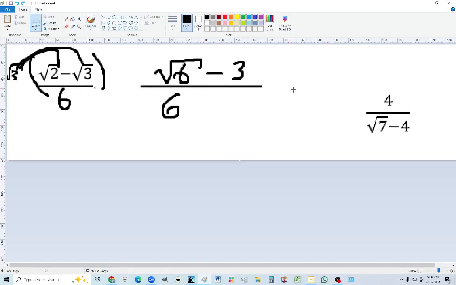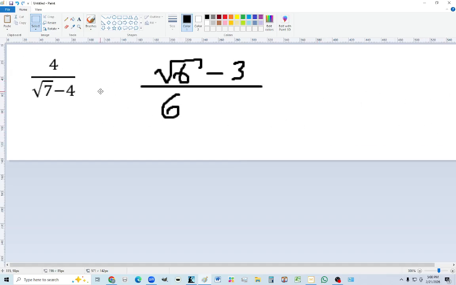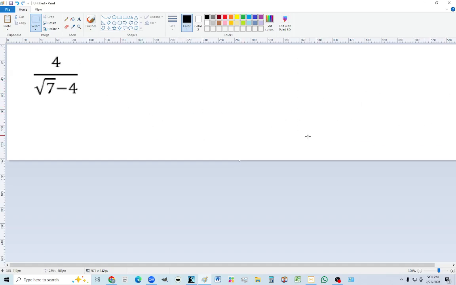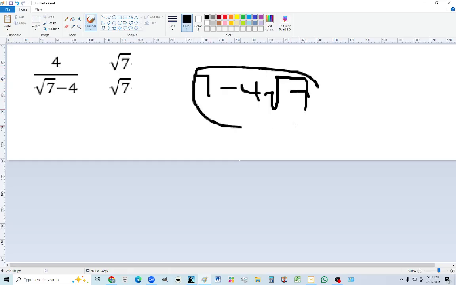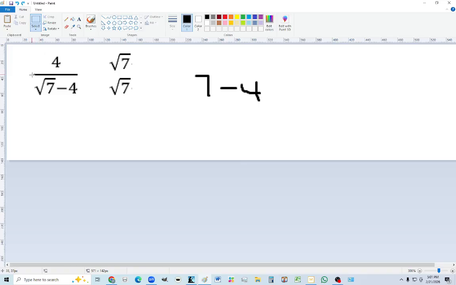Okay, so for this one, the lesson is, because the square root of 7 is being subtracted, you cannot just multiply by square root of 7 over square root of 7. It won't work. What you'd get is 7 minus 4 square root of 7 at the bottom. That's no good. So you have to multiply by what's called the conjugate. Conjugate is the opposite over the opposite. What's the opposite of square root of 7 minus 4? Well, it's square root of 7 plus 4.